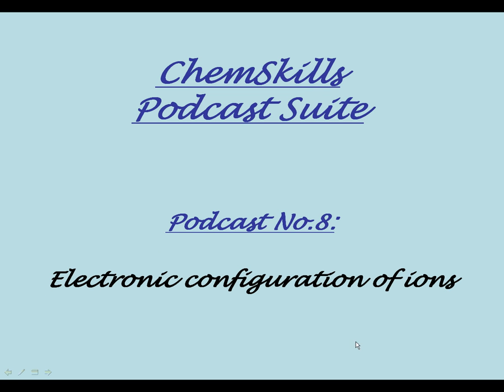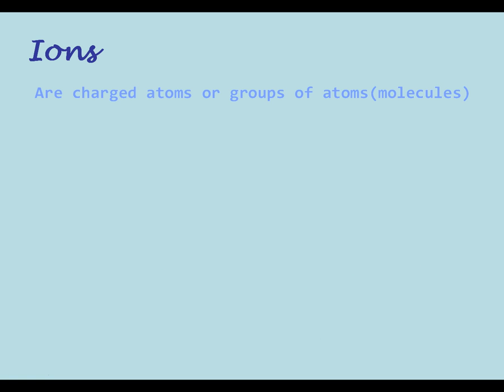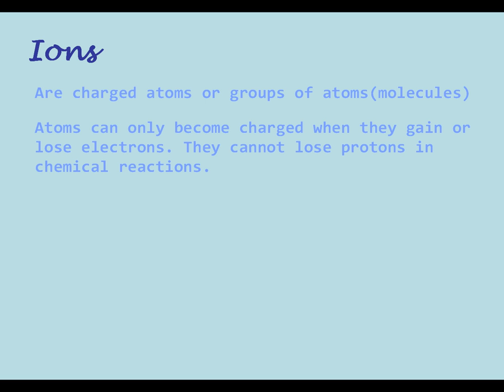Welcome once again to ChemSkills Podcast Suite, podcast 8 this time, and the topic for this podcast is electronic configuration of ions. Ions are charged atoms or groups of atoms, charged molecules, and they are formed from the gain or loss of electrons, not protons.